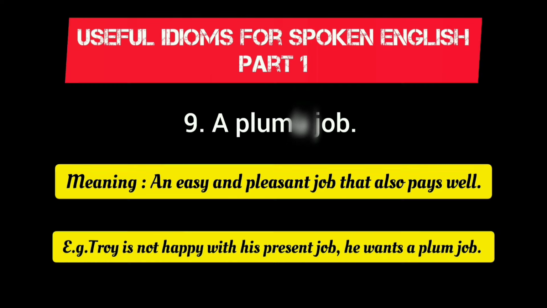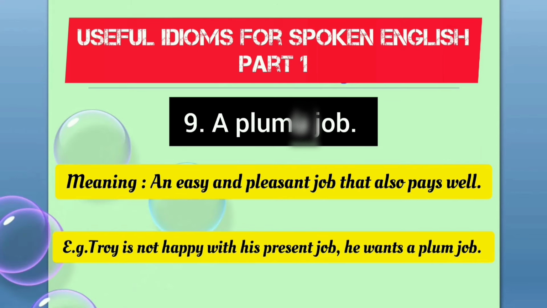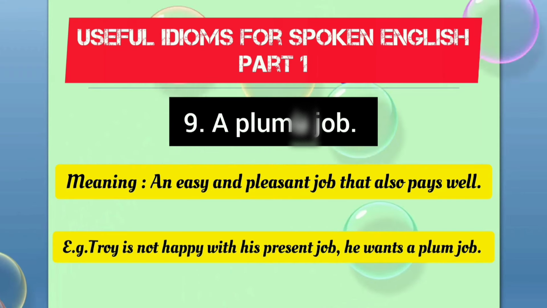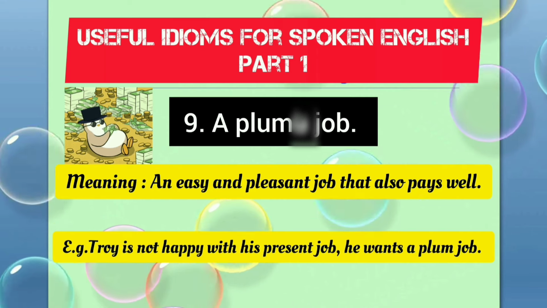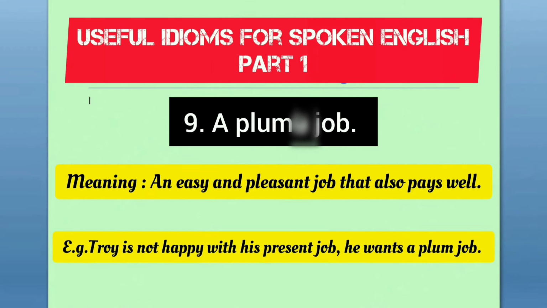As you see on your screen, the example, let me read it out. Troy is not happy with his present job. He wants a plum job. That means he is not happy with his job. Maybe it's not high paying or not a good job. Okay, so he wants a plum job which is quite easy and which pays well. Okay, so that's the way you can use this idiom, a plum job.